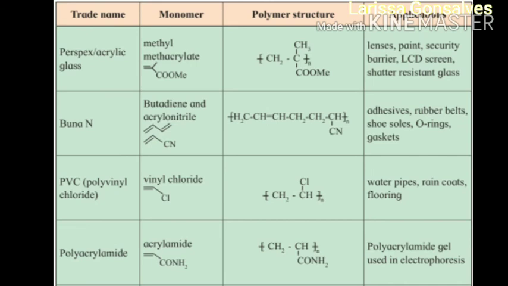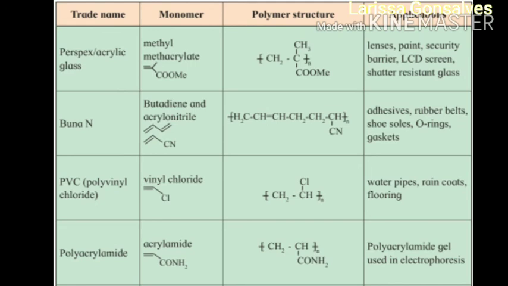First is the Perspex or acrylic glass. The monomer used is methyl methacrylate. The polymer structure is given in that particular column, and the applications of acrylic glass is that it is used in lenses, paint, security barrier, LCD screens, shatter resistant glass. Next is Buna N. The monomers used are butadiene and acrylonitrile, and the applications are it is used in adhesives, rubber belts, shoe soles, O-rings and gaskets.